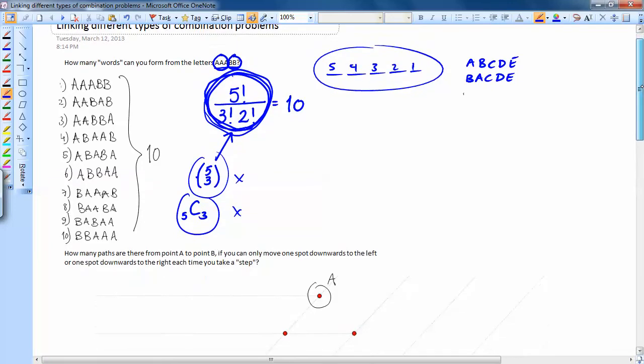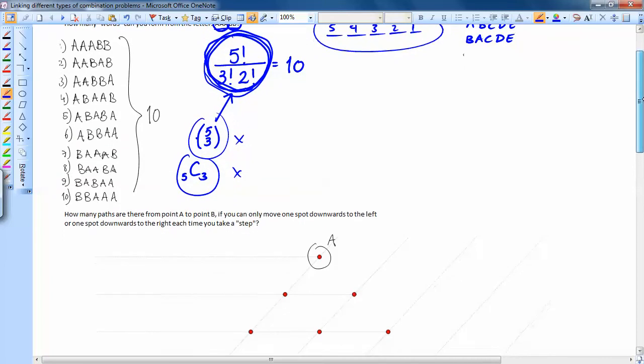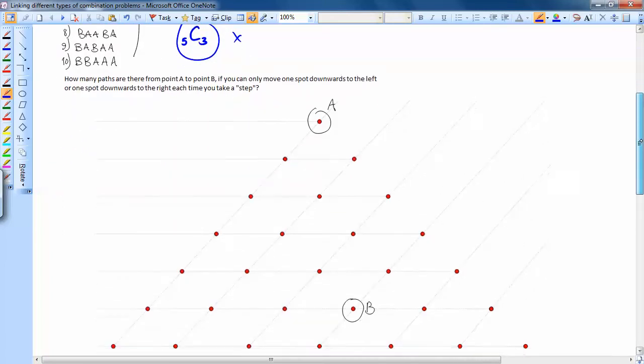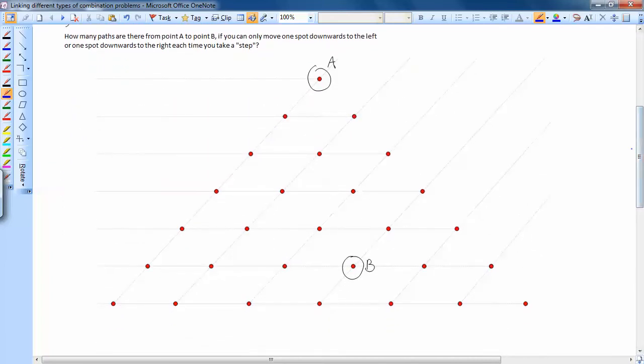That's the words example. Now down here we've got a Pascal triangle example. The goal is to figure out how many ways there are to get from A to B, and you can only move down one step at a time. So if you're at A, you can go left or you can go right, and that's it. That's the first step. At this point we've taken no choices, and then at this point we've taken one choice. I've gone either left or right.